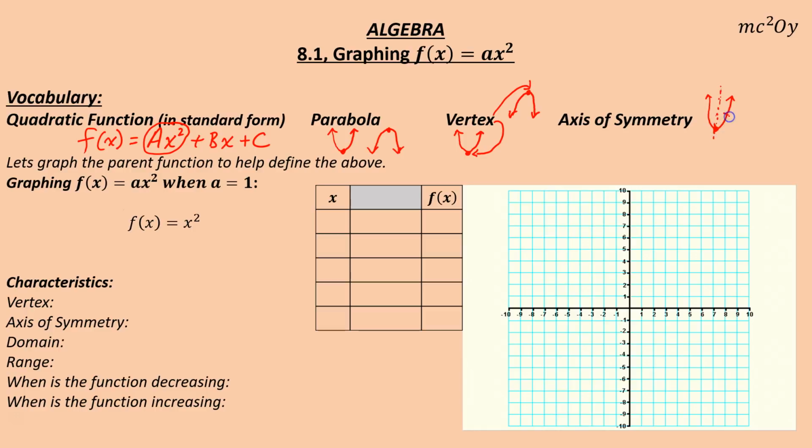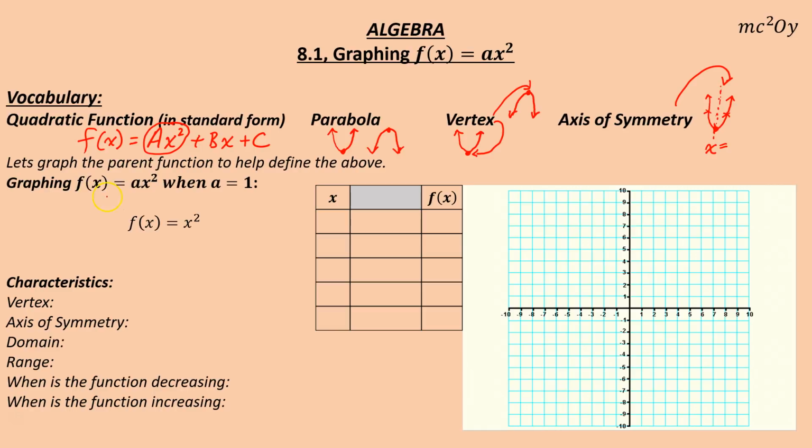So like this point right here would be a reflection over the axis of symmetry of that point right there. And we're going to see that in our graphs. But this line right here is called our axis of symmetry. And it's always in the form of x equals something. Okay? So I have some vocab that we can use. And we're going to do that when we graph the parent function.